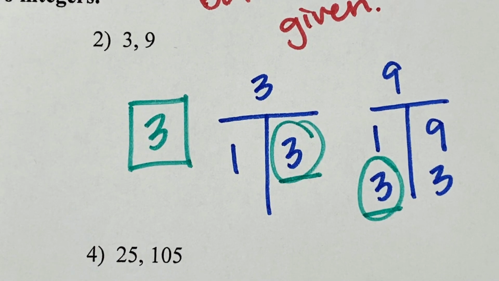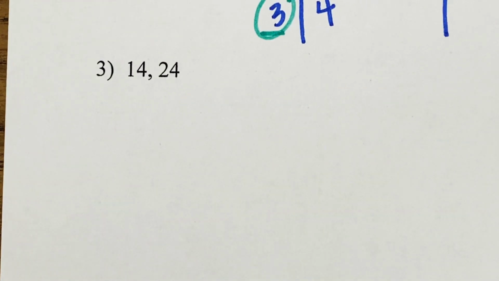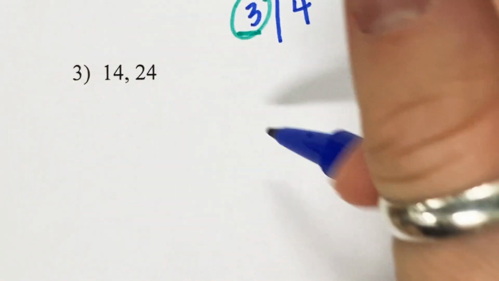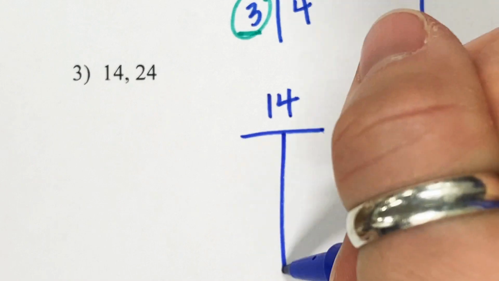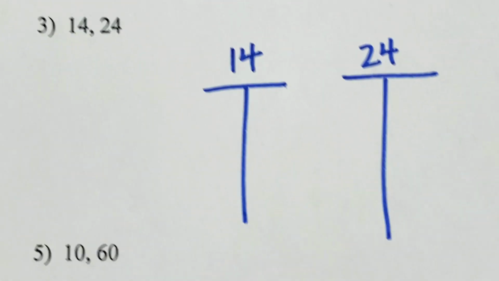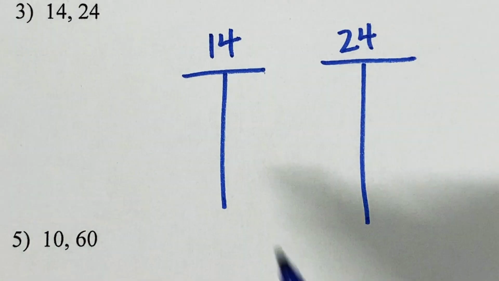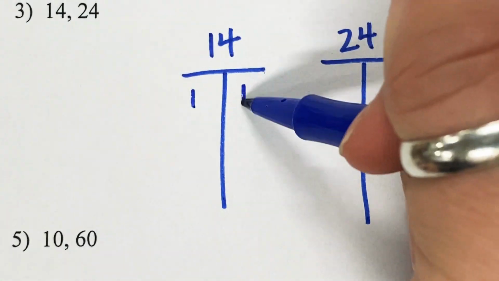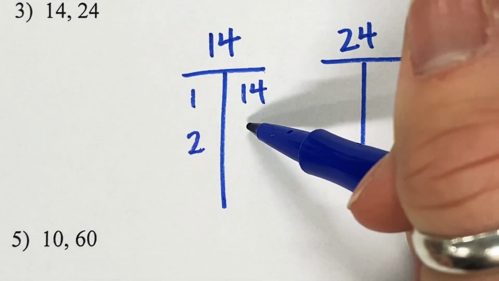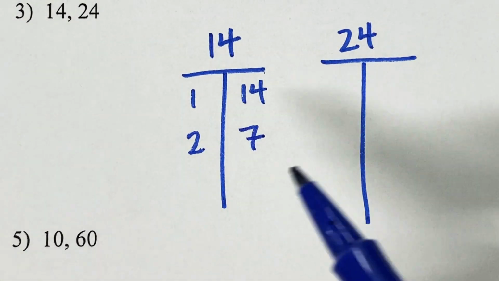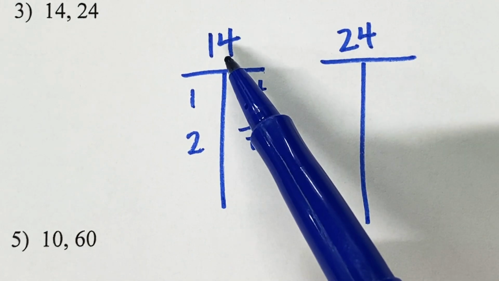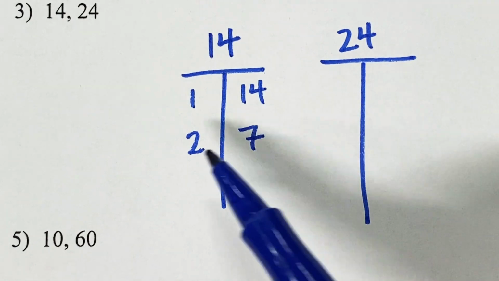Let's look at 14 and 24. Let's draw our factor lists. So 14 factor list, 24 factor list, and let's fill these guys out. For 14, I have 1 and 14. I have 2 times 7 will give me 14. 3 doesn't go in, 4, no, 5, no, 6, no, 7, yes, we already got it, so we're done.